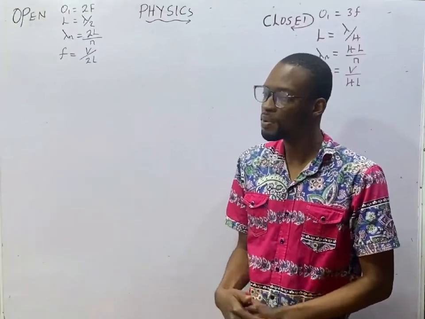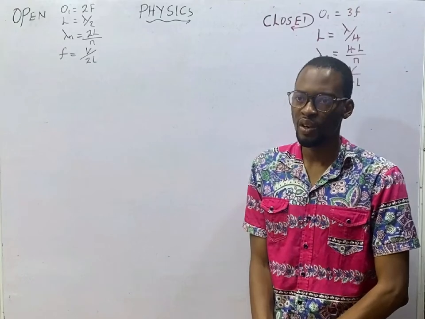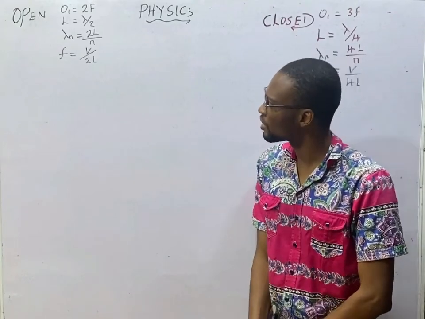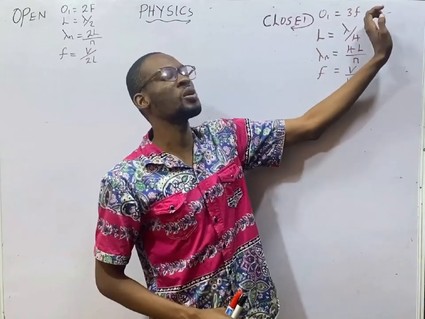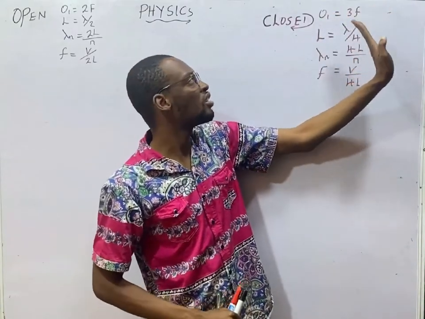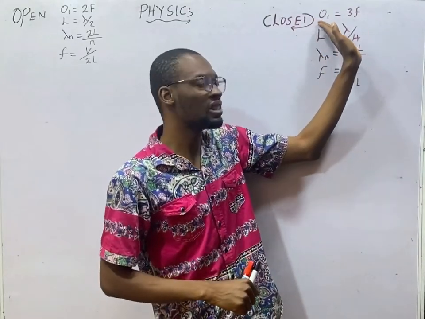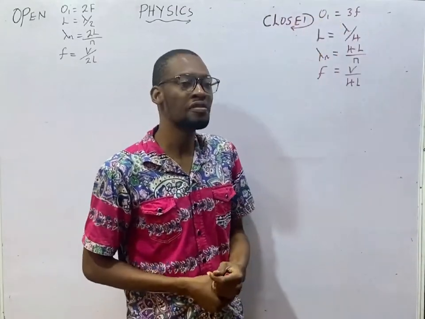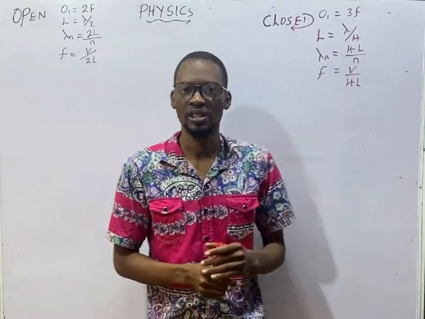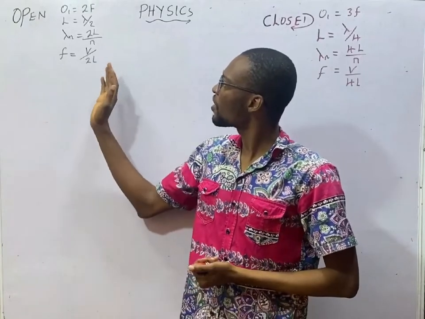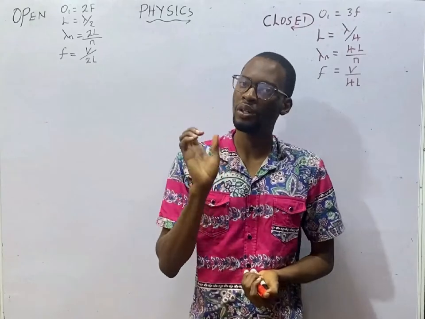For an open pipe, the first overtone is the second fundamental frequency, or the second harmonic. While for a closed pipe, the first overtone is the third fundamental frequency, or the third harmonic. And the second overtone for a closed pipe is the fifth fundamental frequency, or the fifth harmonic. While for an open pipe, the second overtone is the third fundamental frequency, or the third harmonic.